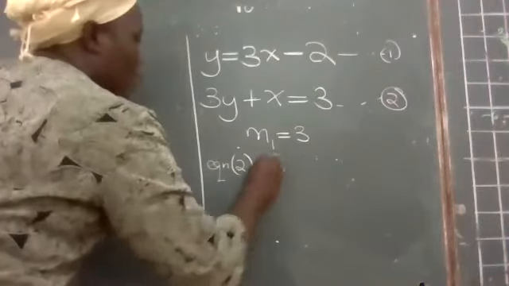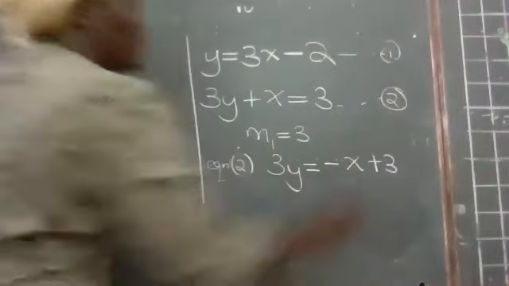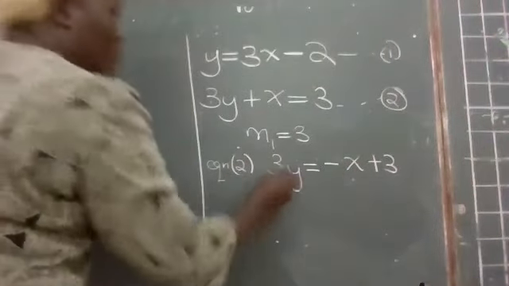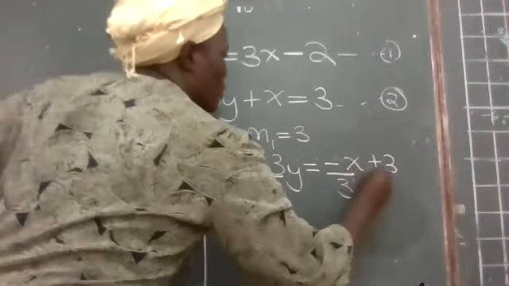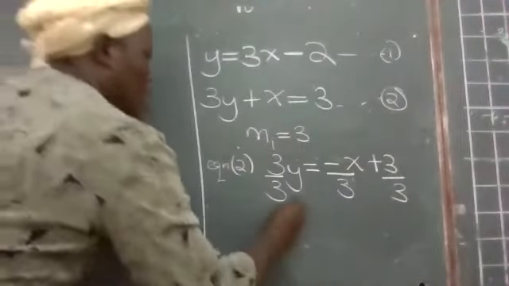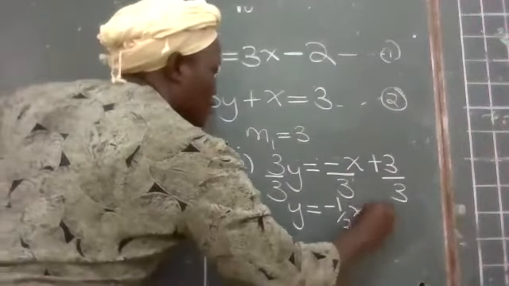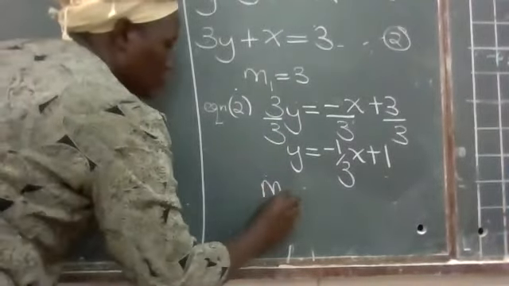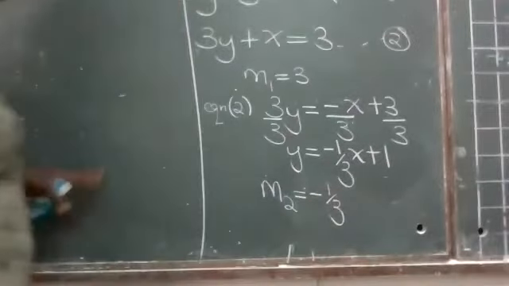So I'll have 3y being equal to negative x plus 3. And we've kept saying that for us to find the gradient, the coefficient of y must be 1. So I have to divide through by 3. And it gives me y is negative a third x plus 1. So my next question is, what is M2 now? Negative 1 out of 3.